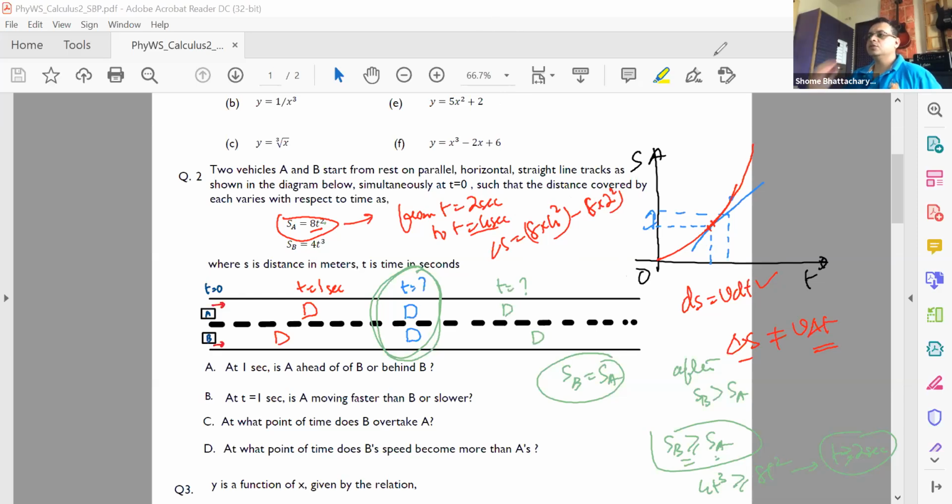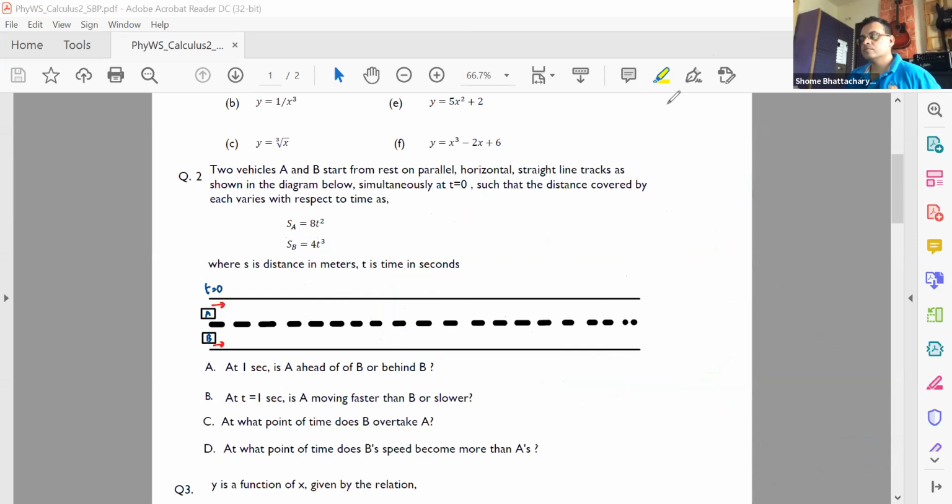Yeah, Nishchay, what is your question? Sir, in general, we can only say delta S is equal to V into delta T when it is a uniform velocity, right? Only when it is a uniform motion. Yes, correct. And in that also there's a lot of technicality. We can say distance is equal to speed into time when speed is constant. But we can say displacement is equal to velocity into time only when velocity is constant.